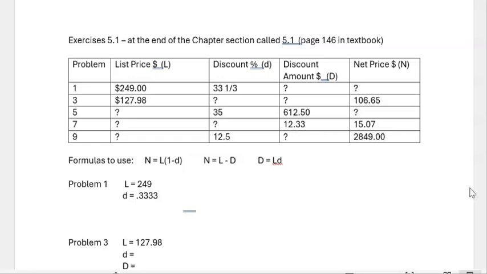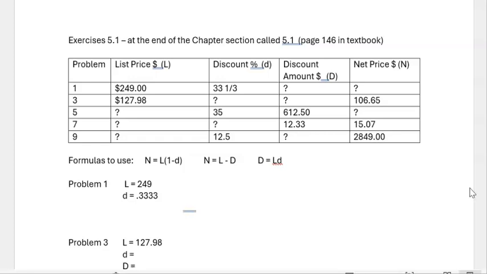So for the first problem, as you can see in the chart, and I've written it out again, we've got the list price. I find it easier to do it that way if you write out what you know. Okay, so we know the list equals $249, and we know that the discount percentage is 0.33 repeating, or 33 1/3. I've changed it from percentage to decimal. Okay, so we need to know what the discount amount is. So we've got L, and we've got the small d, which is the percentage.